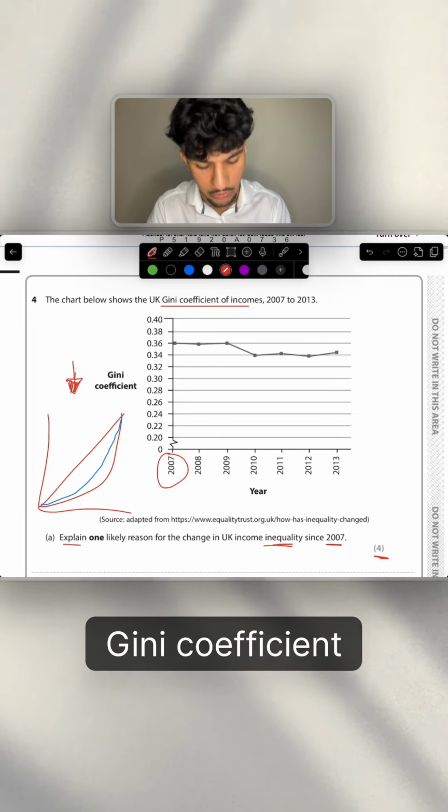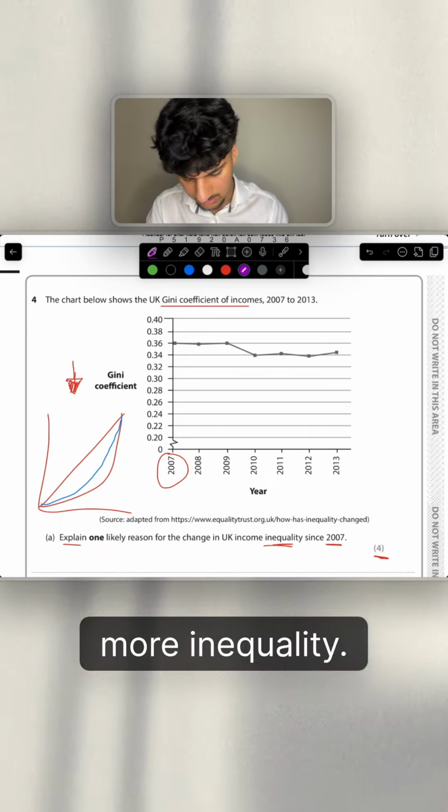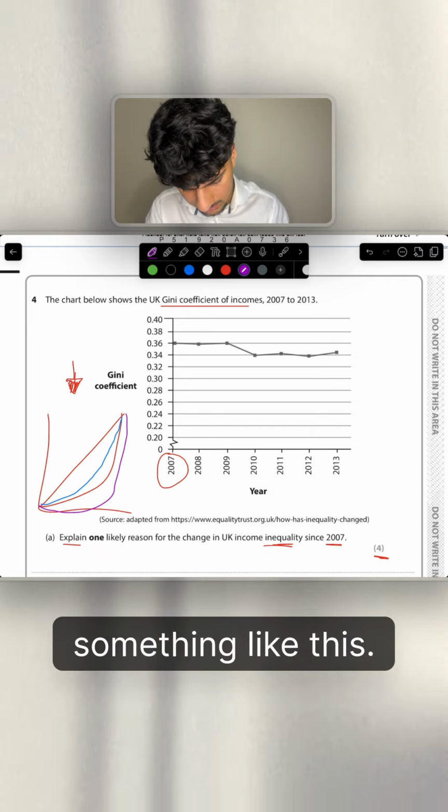And of course, if the Gini coefficient value increased, it would mean there's more inequality, thus our Lorenz curve would now look something like this, so just basically further out.